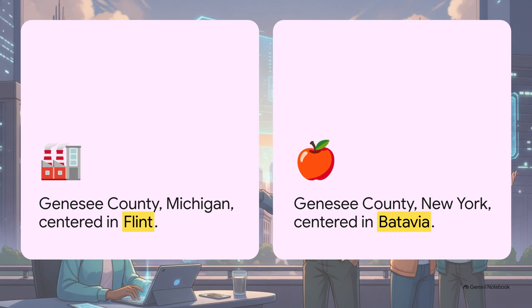On one side, we've got Genesee County, Michigan, which is centered right in the city of Flint. On the other side, there's Genesee County, New York, centered in Batavia. Fun fact, the Michigan county was actually named after the New York one, but legally speaking, they are basically on different planets. They operate under totally different state constitutions, different judicial hierarchies, and entirely separate public record laws. So pinpointing which one you need is step number one.